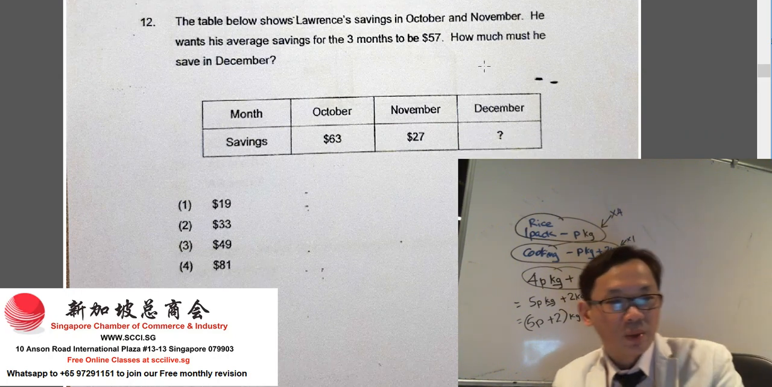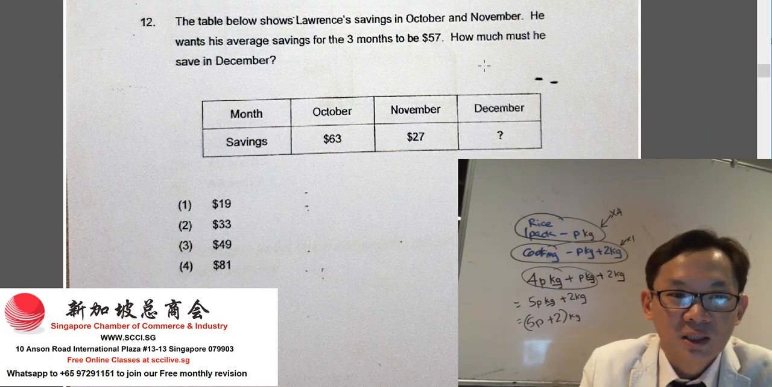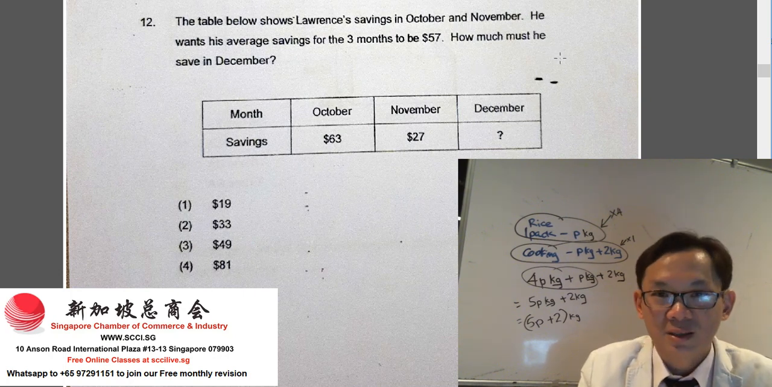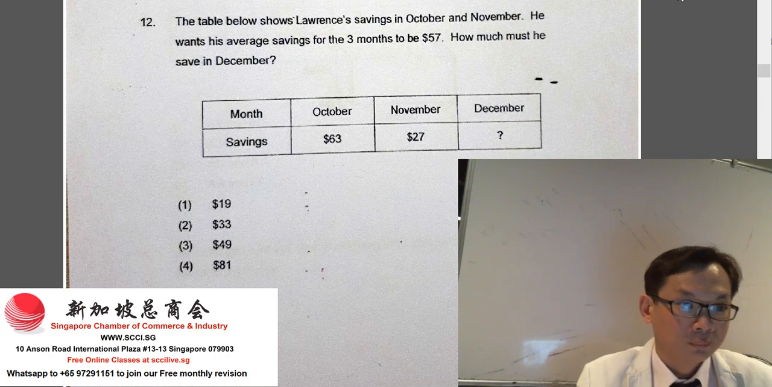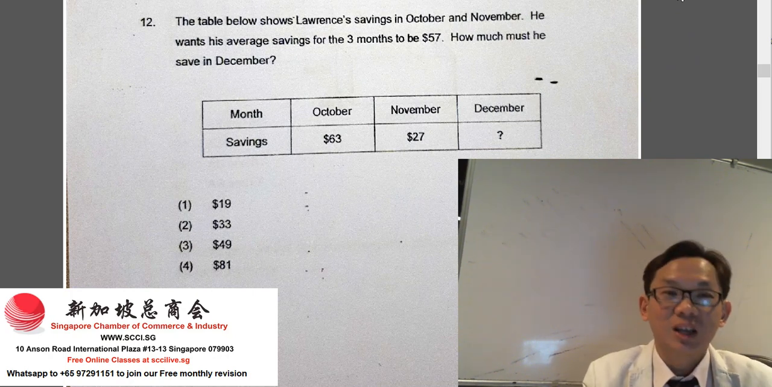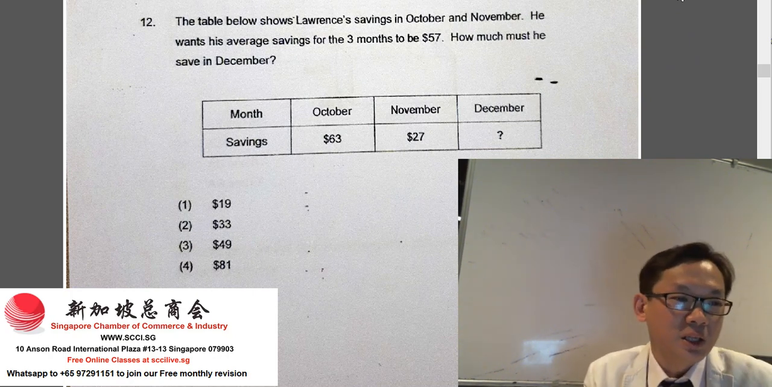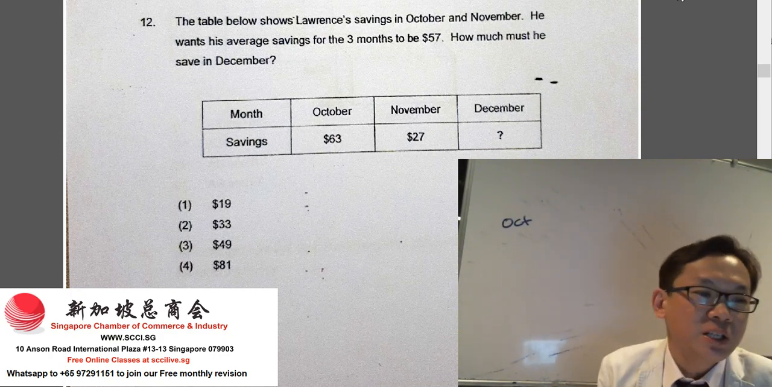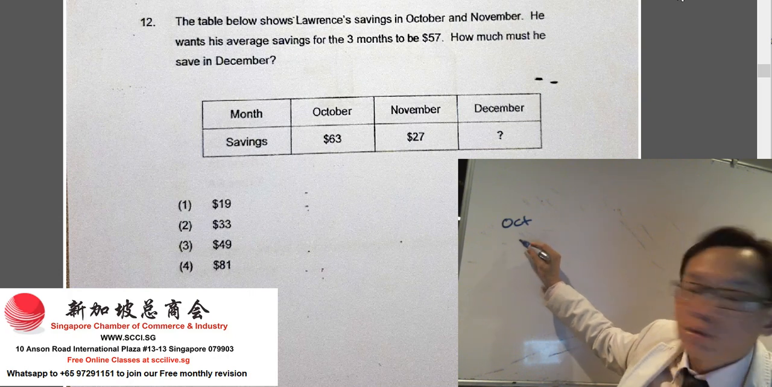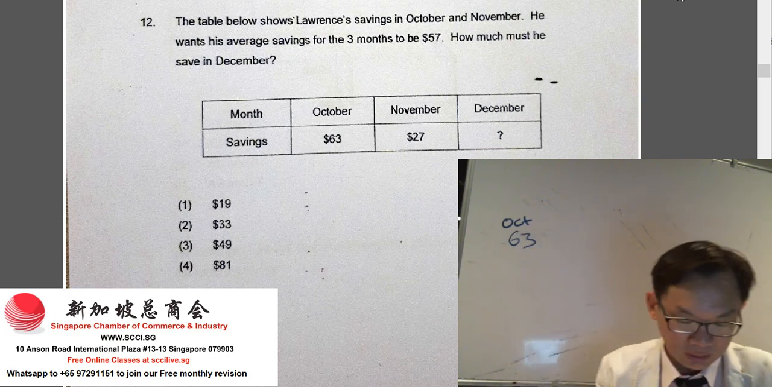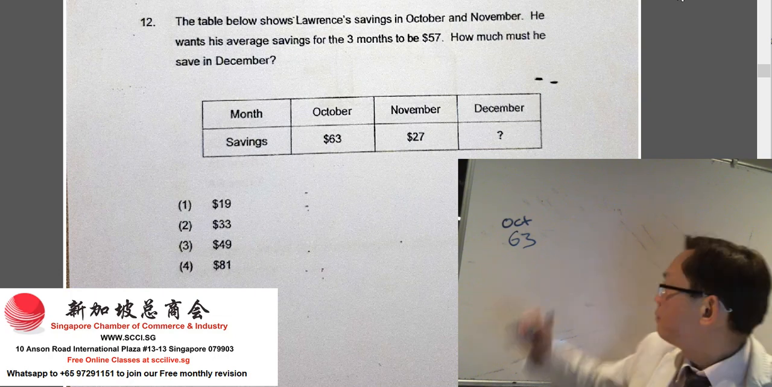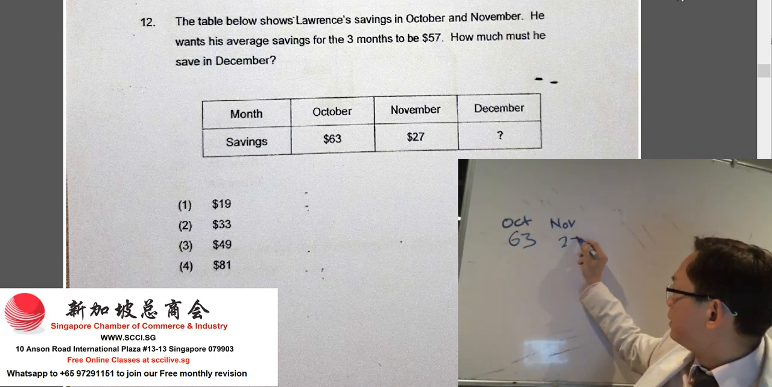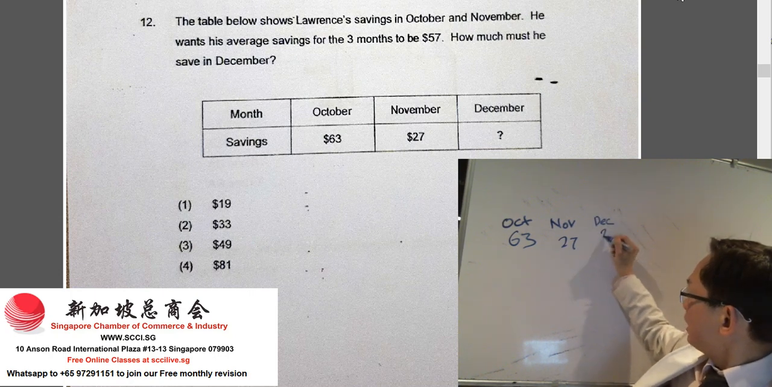The table below. Are we able to get the right answer? Take a moment. Try this out first. You can pause it, and after that, I will give you the answer. Are you able to get the answer? Let's look at it right now. The table shows that in October, he saved 63. Is that correct? And in November, he saved 27. So now December, how much is it?